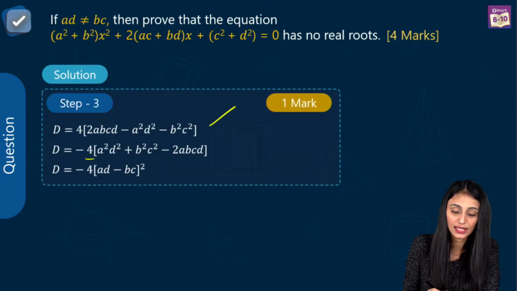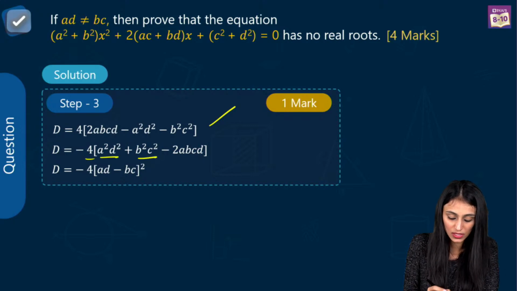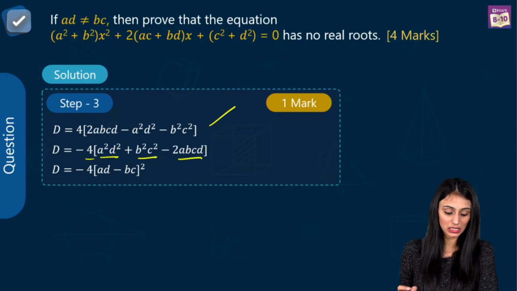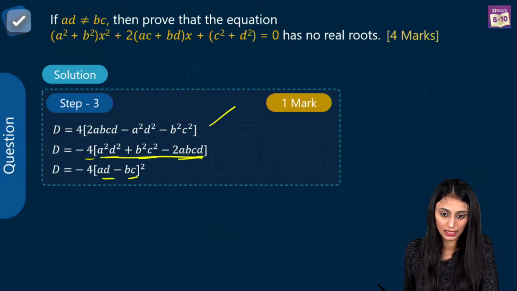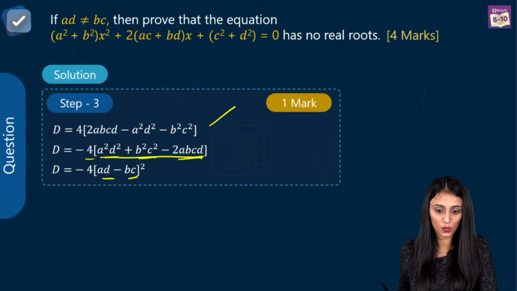I'll take minus sign common. So we have a square, D square plus B square, C square minus 2abcd. So this is nothing but this can be written as (AD minus BC) whole square, right? Fenil has proved it. Wow, good speed.